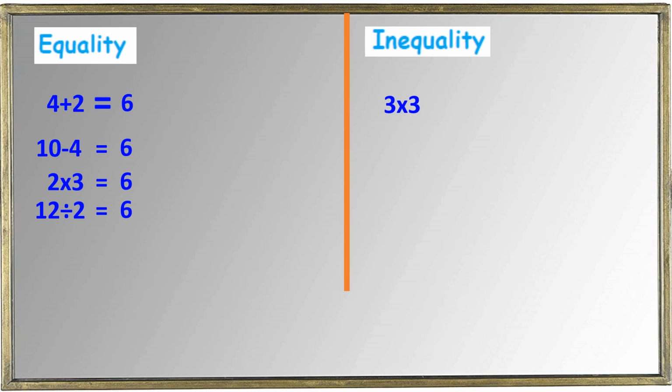Now focus on inequality. 3 into 3, 3 threes are, yes, we know that's equal to 9, isn't it? But they have given 6. So sure, it's not equal, right? If they give 6, it is not equal to 9. But how can we make it equal? With our comparison symbol. So 3 threes are 9, which is greater than 6. Now it's tallied, isn't it? Fine. So these are the inequalities.